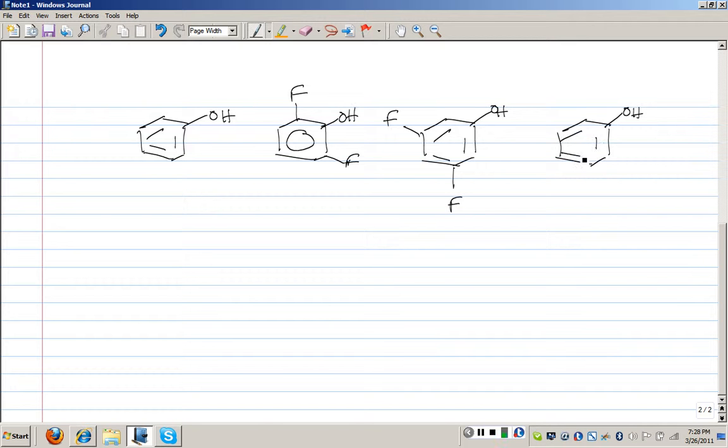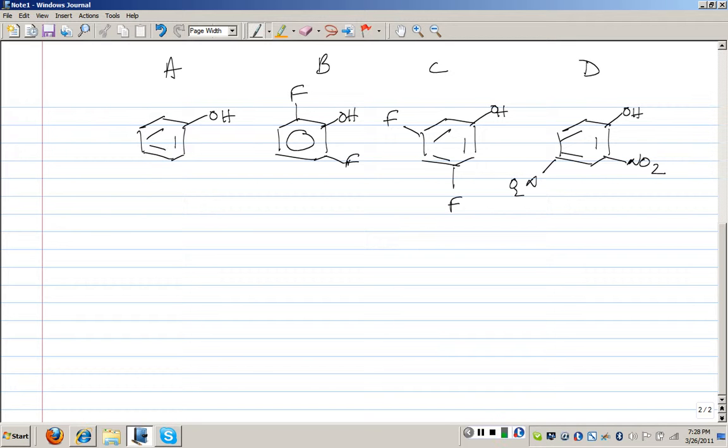So the question is to compare the relative acidities of these phenols. Okay, so I'm looking at, let's call it phenol A, phenol B, phenol C, phenol D. And the question is, rank those in terms of the stabilities. Well, how would we approach this?